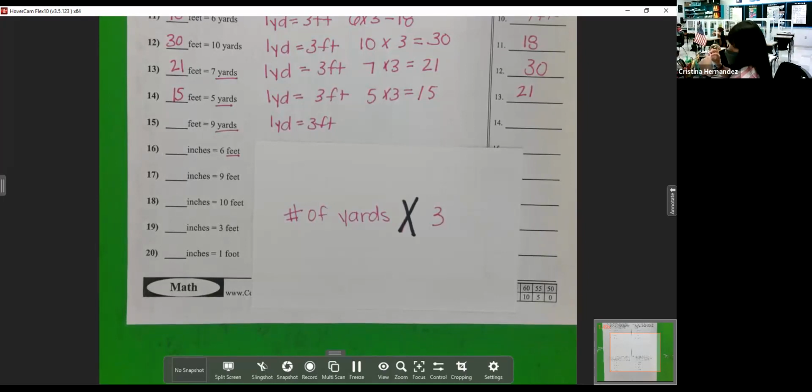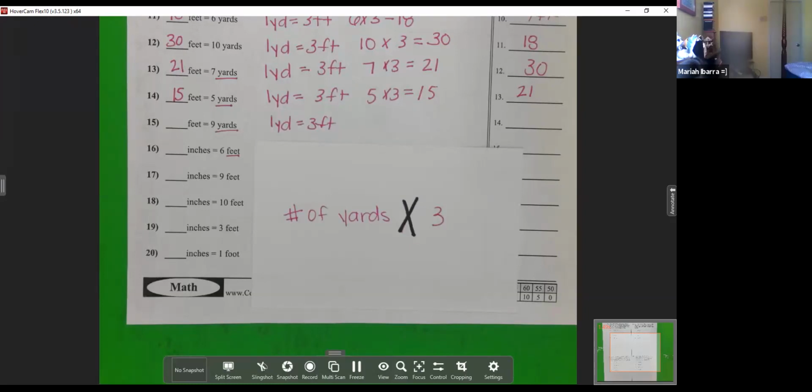Do y'all need help? Mariah, what'd you get? 6 feet in inches?